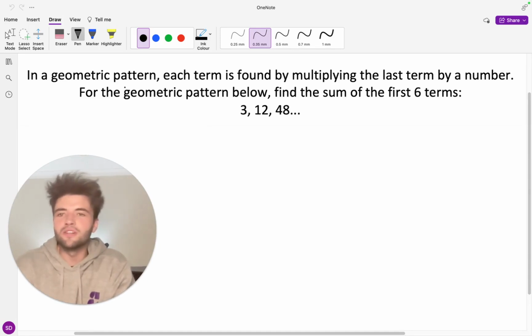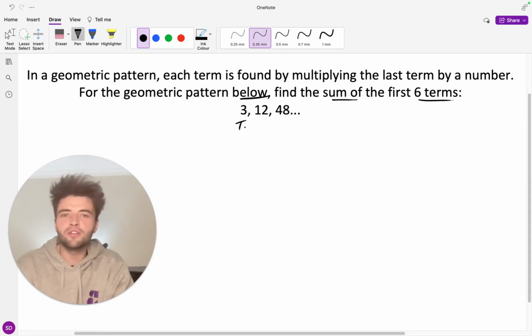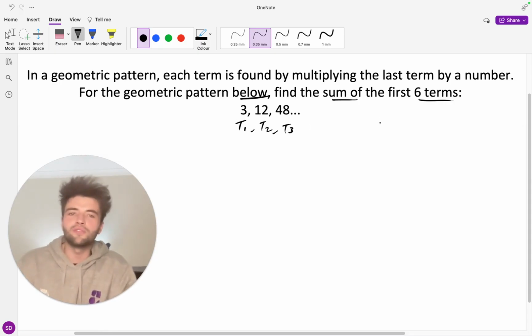So in this question we're told that in a geometric pattern each term is found by multiplying the last term by a number, and for the geometric pattern below we're asked to find the sum of the first 6 terms. So we're given the first 3 terms of the pattern here, t1, t2 and t3, and we're looking again to find the sum of the first 6 terms, so we need to find the next 3 terms, or alternatively use our formula for the sum, which I think is easier.